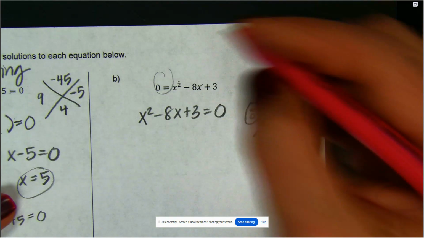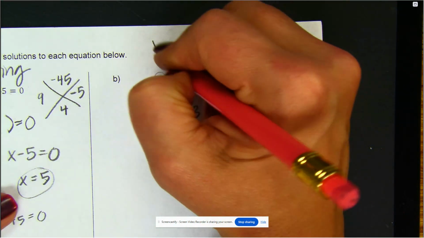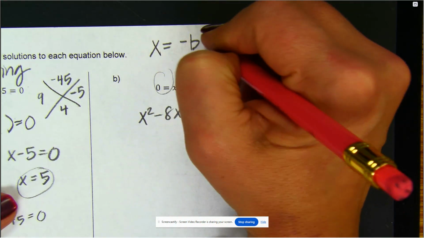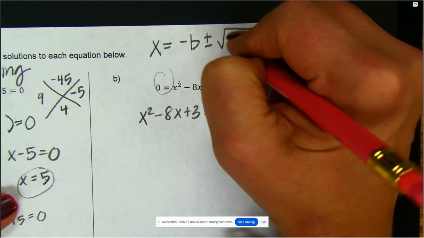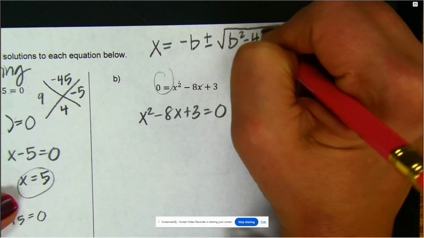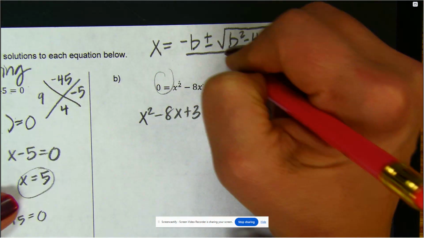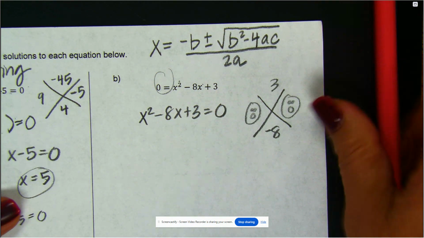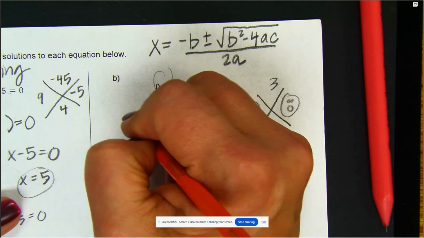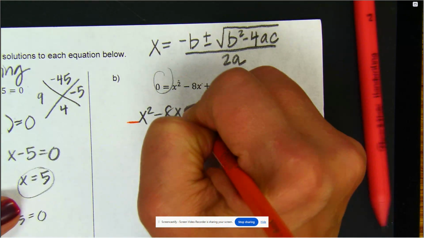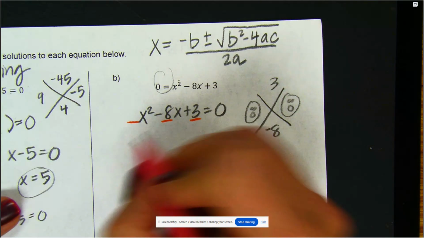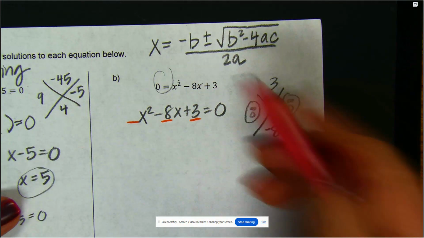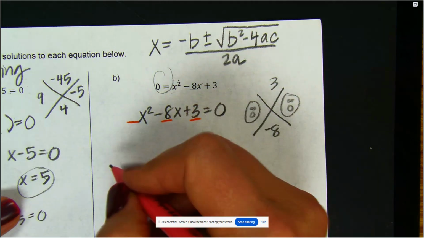There's the quadratic formula. It's x equals negative b plus or minus the square root of b squared minus 4ac all over 2a. Do you have to memorize that? No. It'll be on the board. Okay? And your a, b, and c are the numbers right here. This is your a, this is your b, this is your c. So no way to factor this, no way to combine those. The only hope is the quadratic formula.